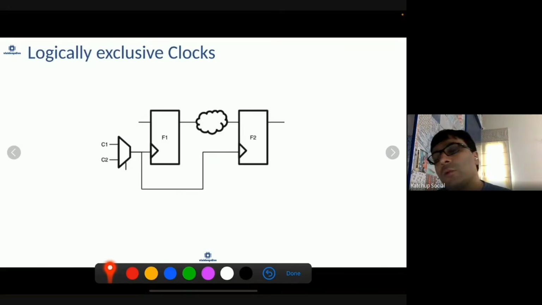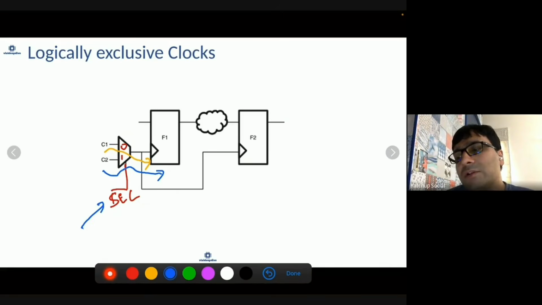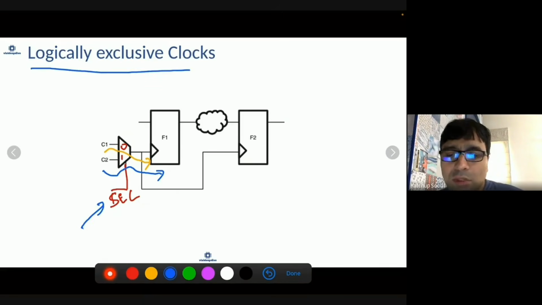There is an additional set of clocks known as logically exclusive clocks. Let's say you have this mux in the design. Based upon the select logic, when select is 0, C1 will be selected. When select is 1, C2 will be selected. Both clocks cannot be selected at the same point of time because of the logical condition given by select, so these clocks are known as logically exclusive clocks. If you tell the STA tool these clocks are logically exclusive, it will not time the paths between those clocks because it understands only one clock will be selected.